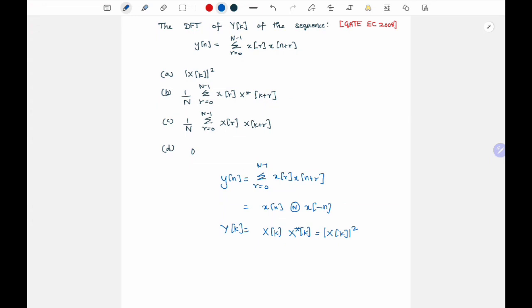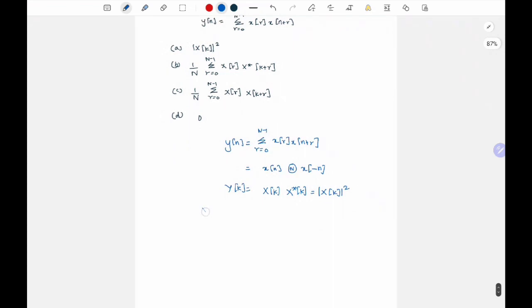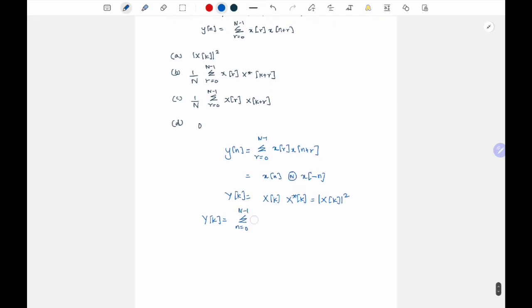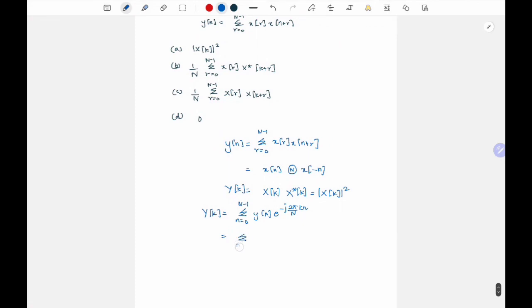But let's say you don't remember all this, or you don't know how to convert this into this itself. Then what do you do? Then you directly take your DFT. So summation n equal to 0 to n minus 1 y of n e power minus j 2 pi by n into kn. And you substitute your y of n. Here y of n is summation r equal to 0 to n minus 1 x of r x of n plus r, e power minus j 2 pi by n kn.